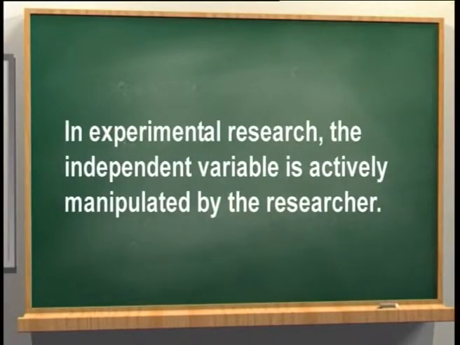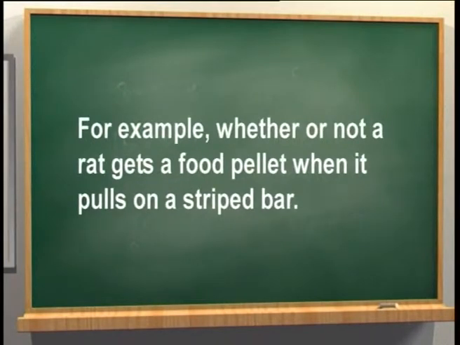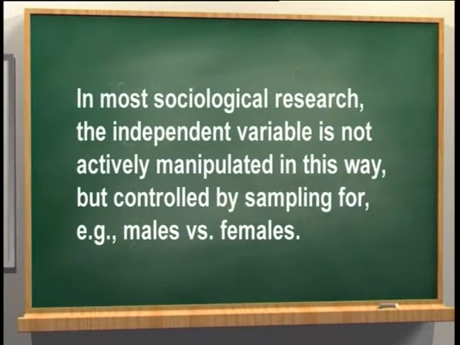In experimental research, the independent variable is actively manipulated by the researcher. For example, whether or not a rat gets a food pellet when it pulls on a striped bar. In most sociological research, the independent variable is not actively manipulated in this way, but controlled by sampling. Example, males versus females.